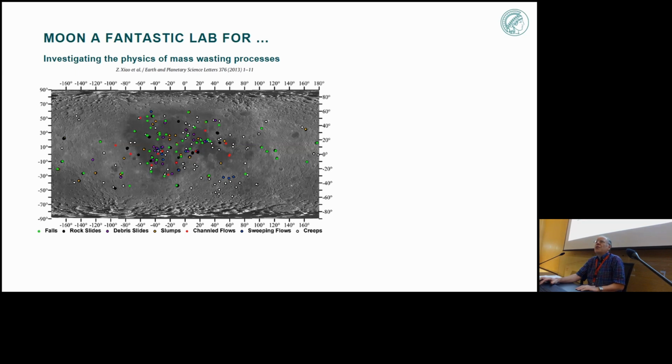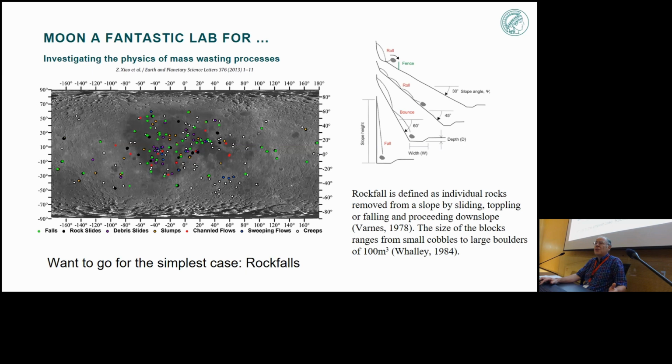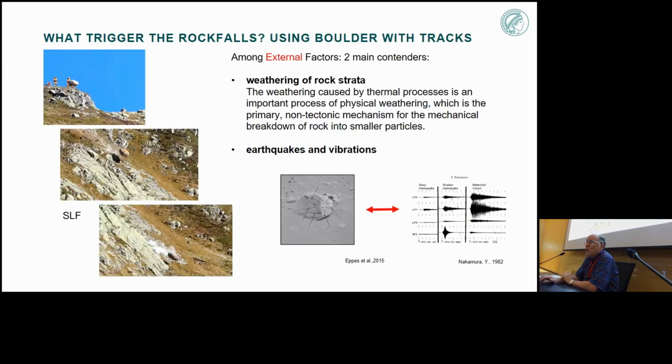Now, I'm only focusing on the absolute simplest case. I'm looking at rock falls. So just boulders which roll and which leave a track. So why are we doing this? With these types of rock falls, we are interested in finding out ultimately what triggers them. And there are internal and external factors. And here again, I only look at the external factors, namely the weathering of the rock strata and earthquakes and vibrations as a possible mechanism to trigger those falls.